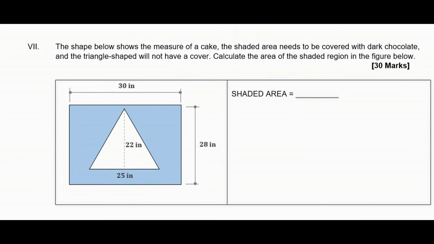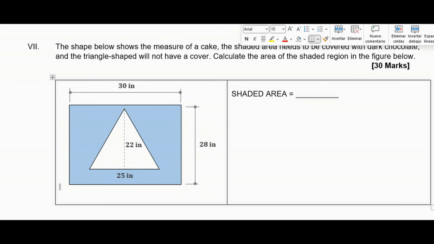Exercise 7: the shape below shows the measure of a cake. The shaded area needs to be covered with dark chocolate. I love dark chocolate. And the triangular shape will not have a cover. Calculate the area of the shaded region in the figure below. What we have here is two areas. We want to calculate the area of the rectangle, side by side, and so we subtract the area of the triangle, which is base times height, divided by 2.